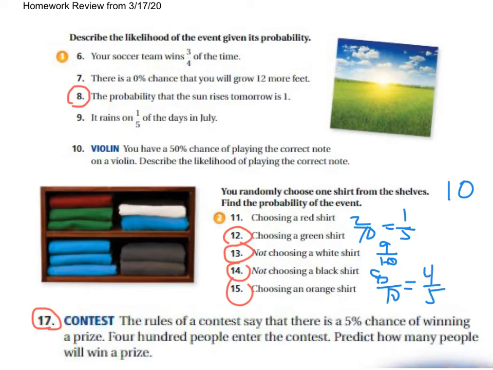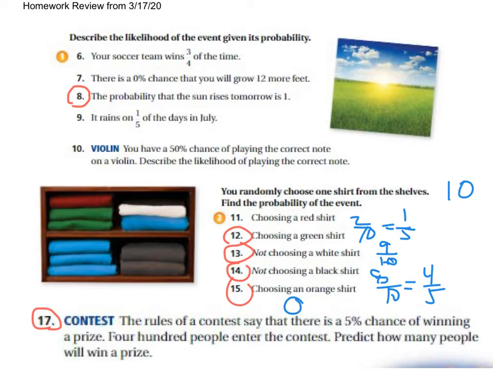And then the last one would be, what's the probability of choosing an orange shirt? Well, I don't see any orange shirts in here, so no matter what you do, you're never going to pull an orange shirt off those shelves, so that probability would be 0.